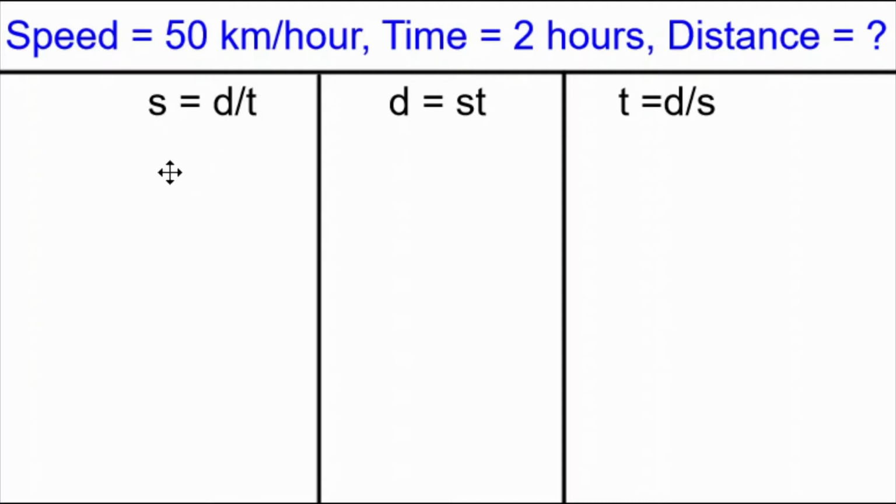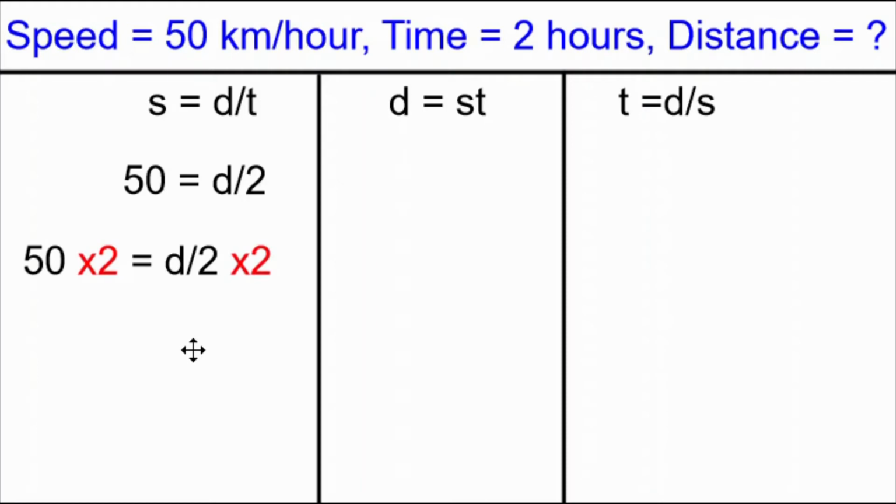To solve our problem, we're replacing the s for speed with the 50 kilometers per hour, and we're replacing the t for time with the 2 hours. So we have 50 equals d over 2. We need to solve this now.